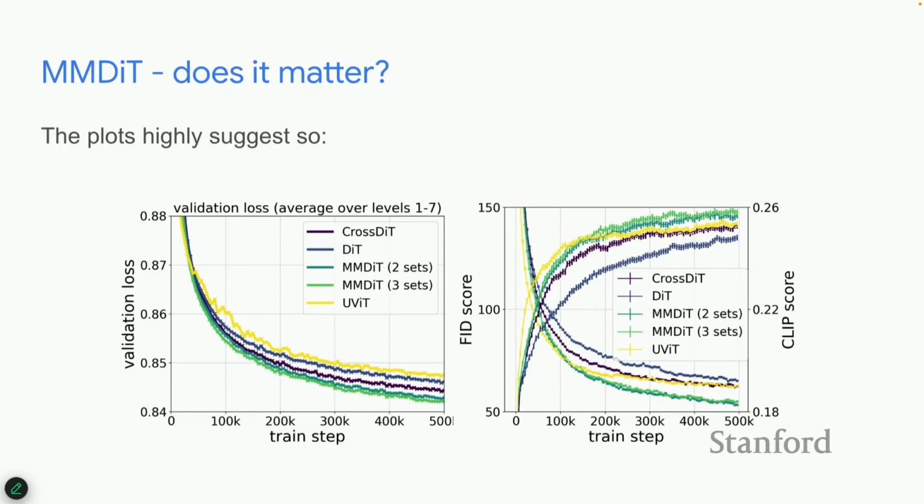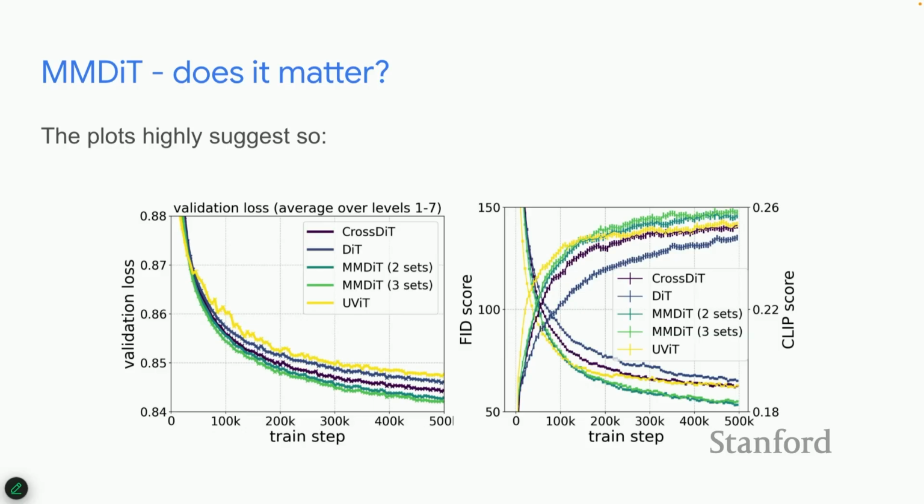And of course, it matters quite a bit. You might want to ask, does MMDiT matter at all? And it turns out that it does matter. They tried all forms of different attention variants. They tried cross-DiT, they tried UViT, and MMDiT seems to be the variant that gives you the lowest validation loss.